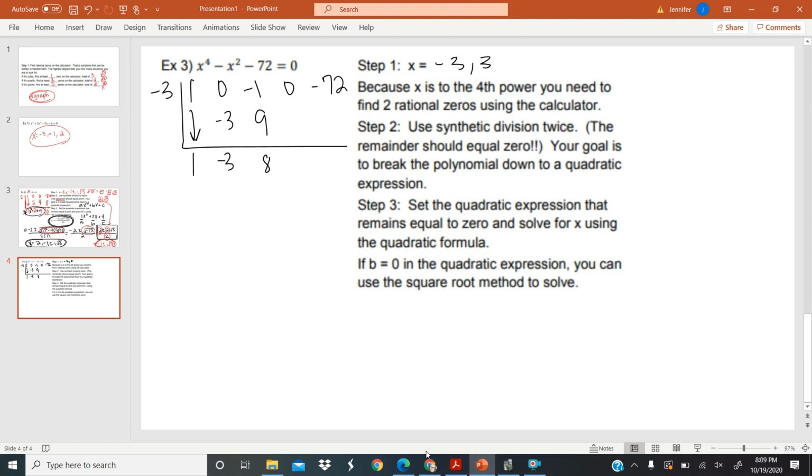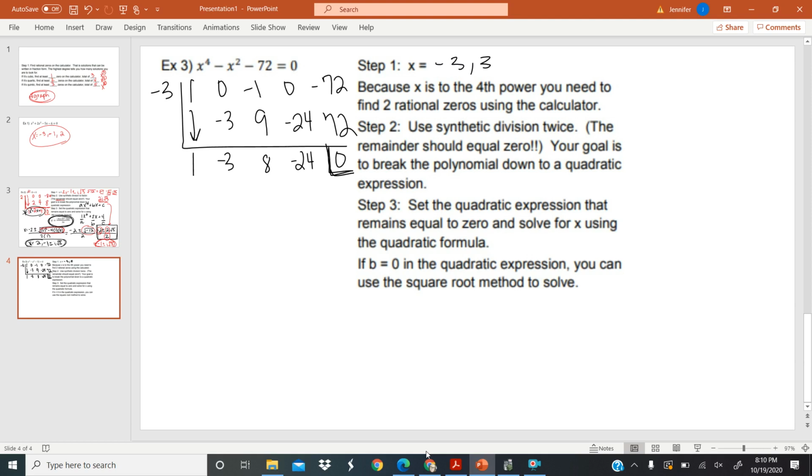Times the negative 3 again is going to be negative 24. 0 plus negative 24 stays as negative 24. And then times negative 3 is going to give us a positive 72, which gives us the remainder of 0 that we want. So this is where it gets a little bit weird, because we divided by the negative 3, but we need to divide by the positive 3 as well.